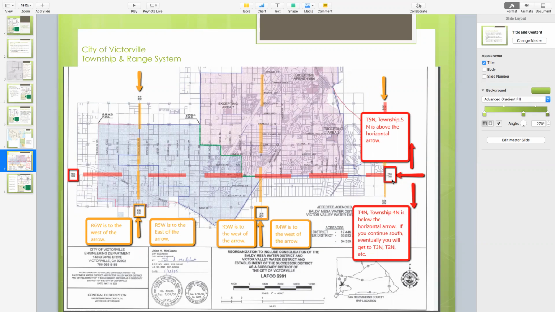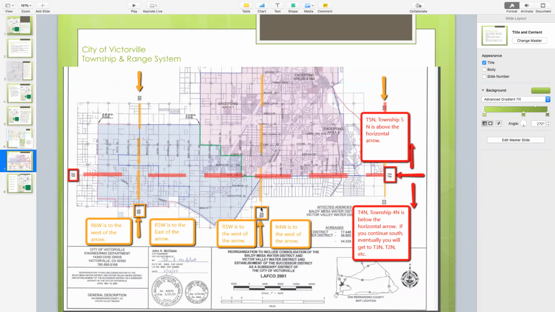And if we were to continue off the map further south, we would reach T3N and T2N and so forth. Now, these yellow highlighted lines represent the division between ranges. So we can see here, let's look on this one right here.